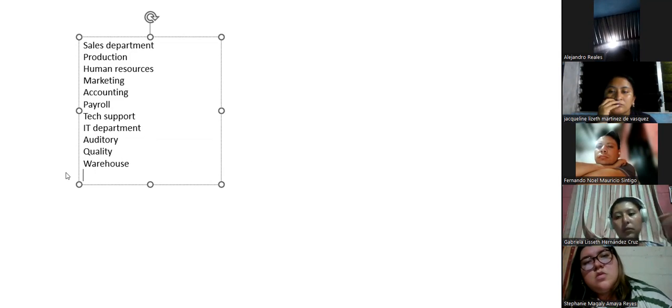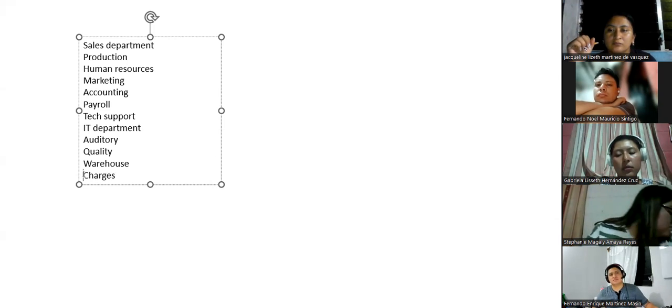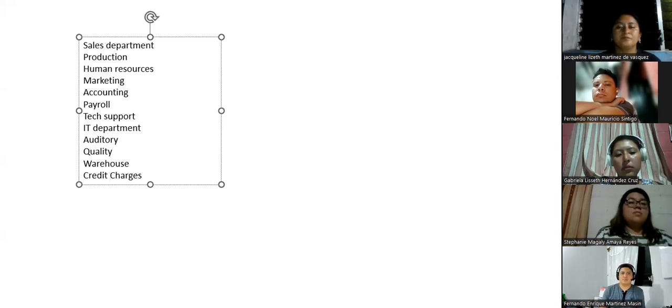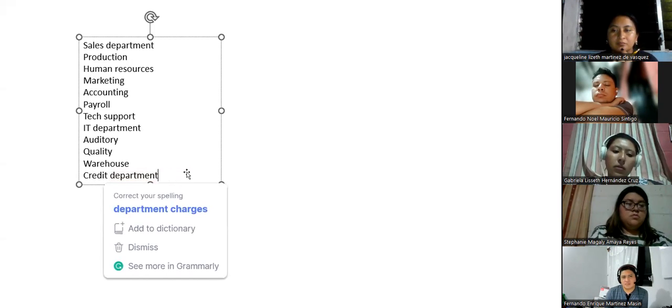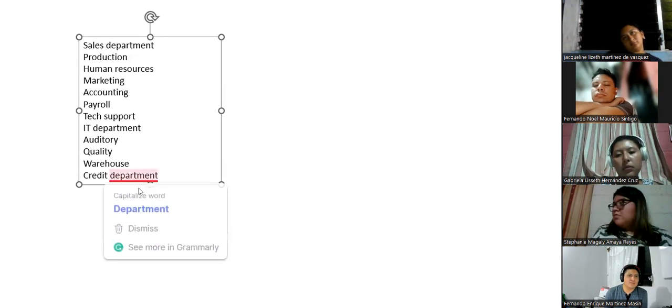For example, in Spanish is cobros, charges. What does it say? Like this, charges. Charge, yes. But usually the department in charge of the collecting would be the credit department, yeah? Credit department, yeah. Then you have the incomes and outcomes, right? Then you have the debts and also the, what is the way to say that? The lens, right? Let's say the outcomes and incomes. Okay.